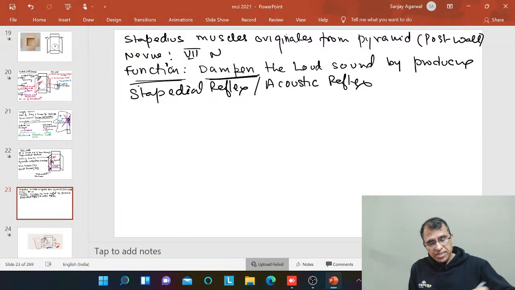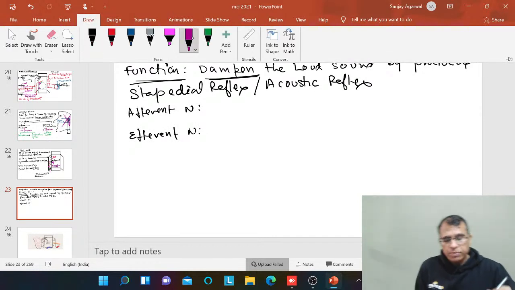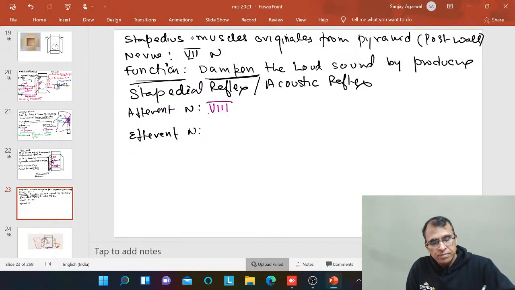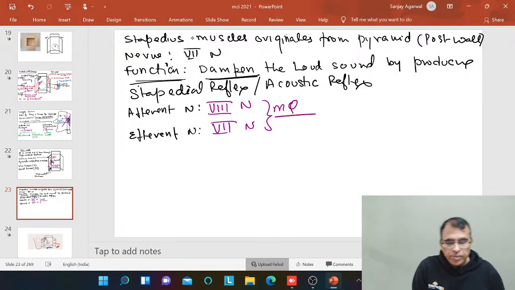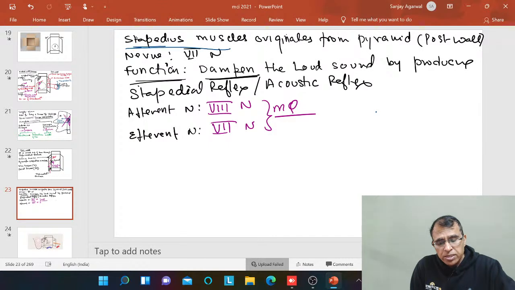Now, every reflex has an afferent nerve and an efferent nerve. So can you tell me the afferent nerve and the efferent nerve in the stapedial reflex? The afferent nerve is the 8th nerve and the efferent nerve is the 7th nerve. This is an MCQ, right? Which means that for a normal reflex, you need at least these three things. What are the three things you need? You need the stapedius muscle, you need the 8th nerve, and you need the 7th nerve.